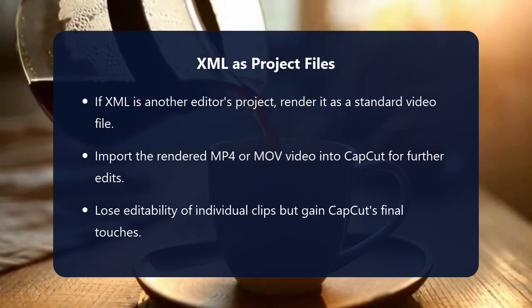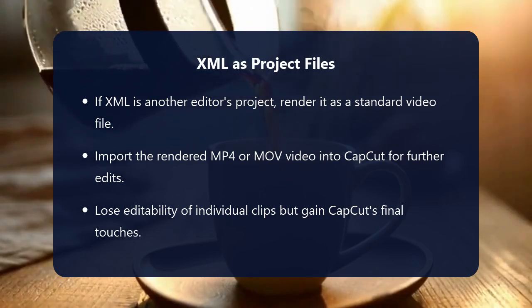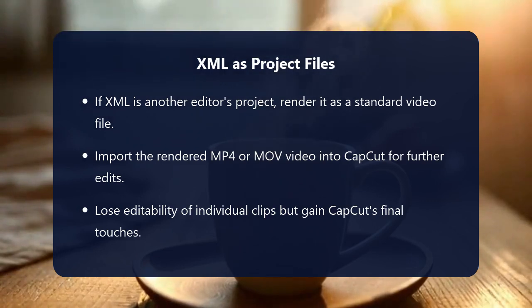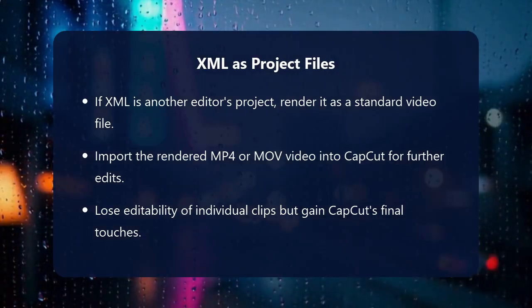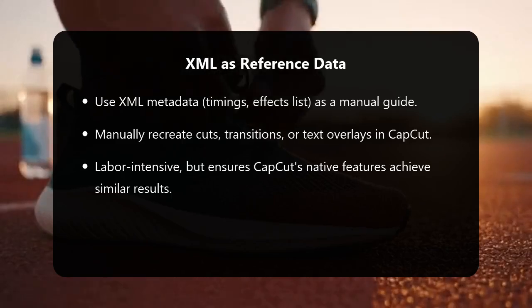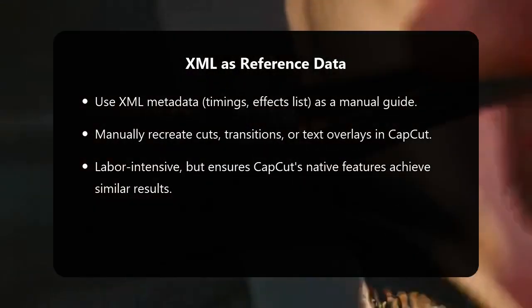While this method means you lose the granular editability of individual clips and effects within CapCut, you gain the ability to use CapCut for further enhancements like adding text overlays, trending effects, sound design, or color grading on the final rendered output. It essentially treats the XML-derived project as a single, pre-edited video asset.